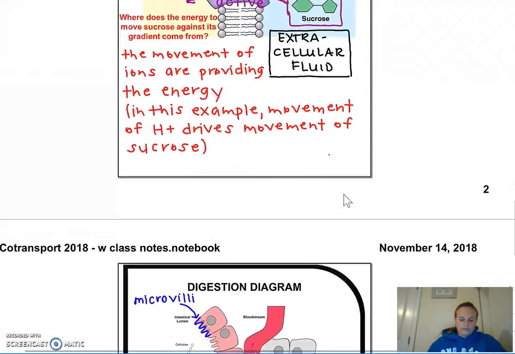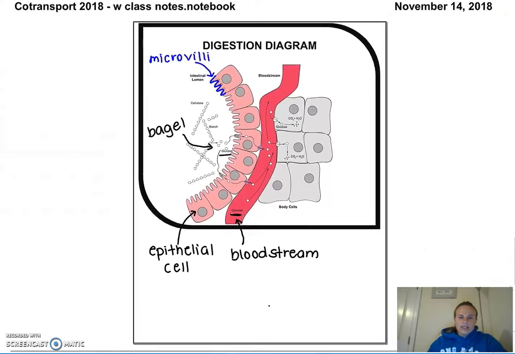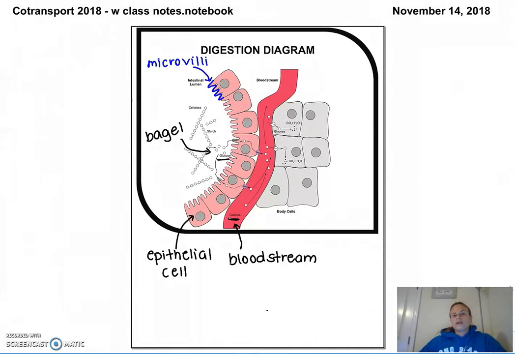cell membrane. Here's an example of how this would apply to us, to humans in real life. Let's say I eat a bagel and I break down the bagel into glucose. But now I want to get that glucose through my small intestine, which absorbs nutrients such as glucose, and then into my bloodstream so that it can be transported throughout my body and go where it needs to go.